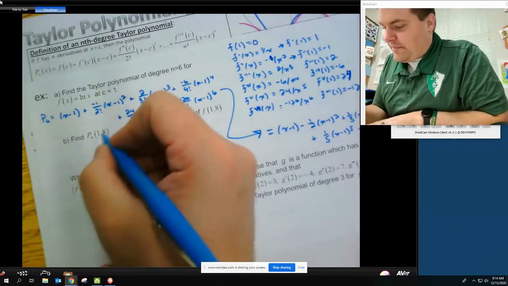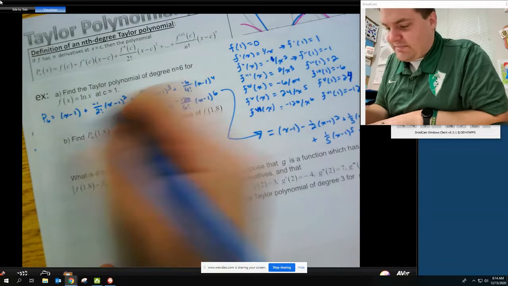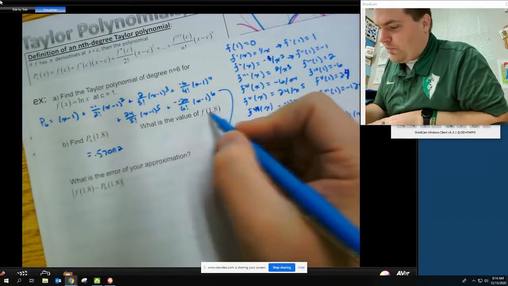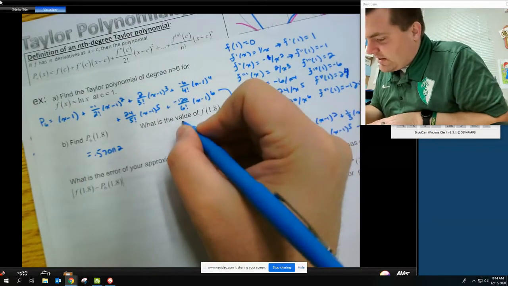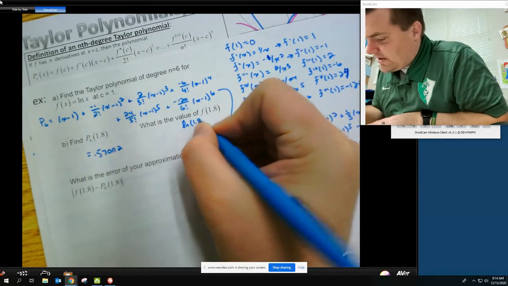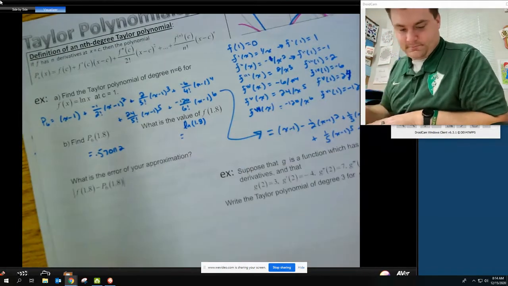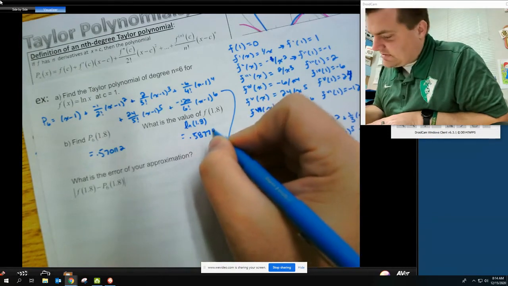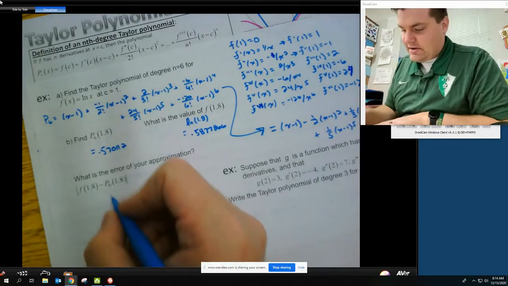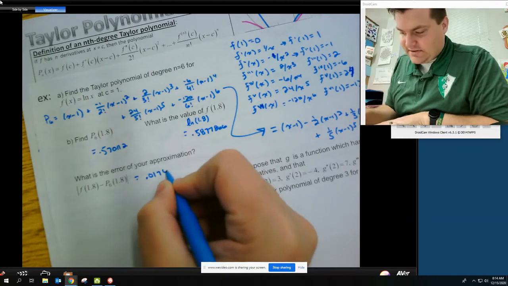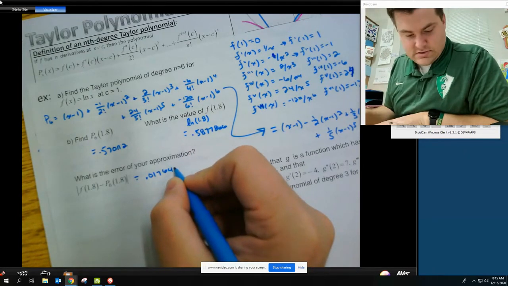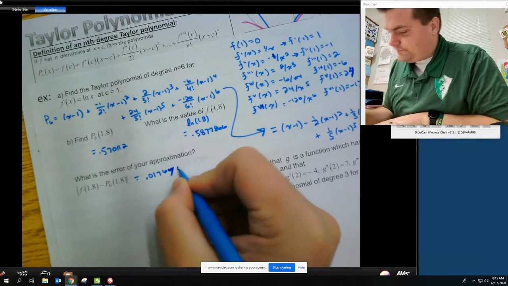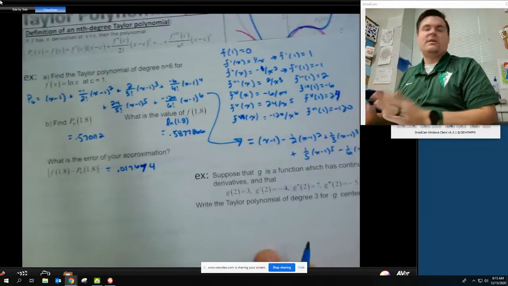All right, so again, if I plug in a 1.8 into my estimation here, I'm going to get 0.570112. If I plug in 1.8 into my actual value, so ln 1.8, that's going to equal 0.5877866. So what's the error? Error is going to be 0.0176. And that's my error. Okay? So not so bad.